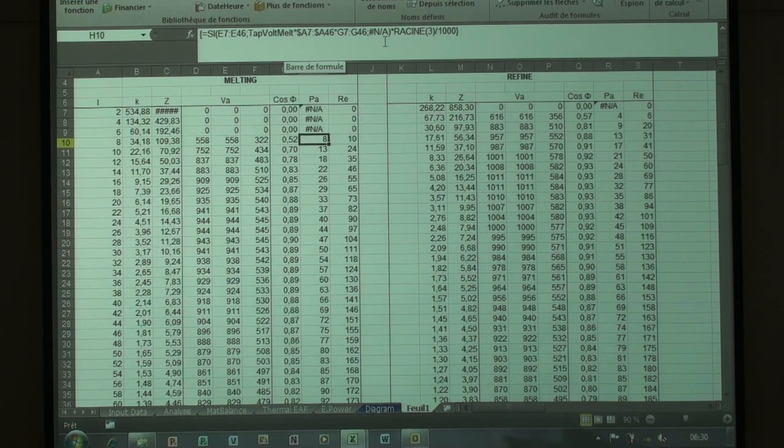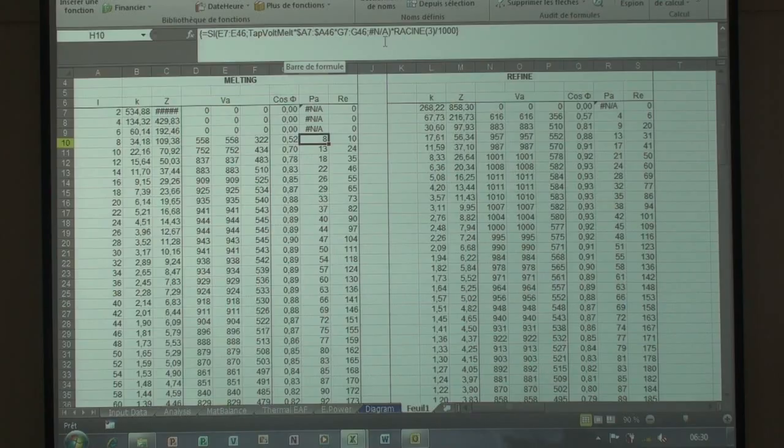Then, when I know the cosinus phi, I can calculate the active power. The active power is the voltage times the current times the cosinus phi. Yeah?